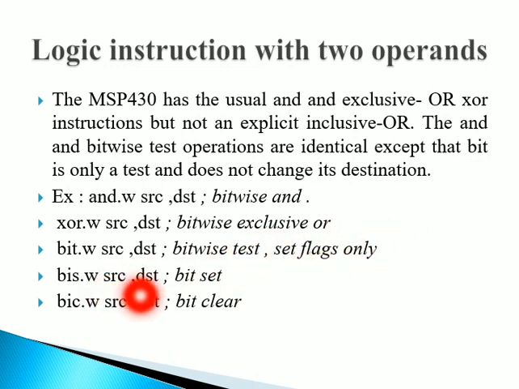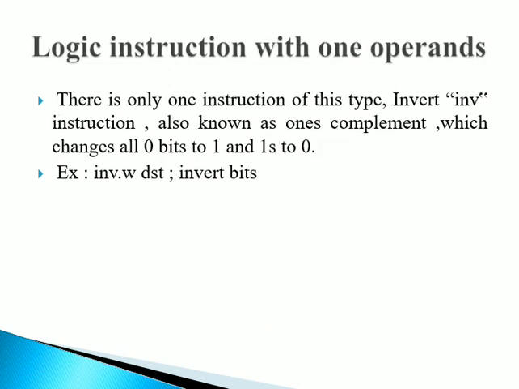bis.w source, destination means you set a particular bit. Then bic.w source, destination means you clear a particular bit. If you want to set a particular bit, you have to use bis.w. If you want to clear a particular bit, you have to use bic.w. And if there are more bits, you use bit.w, where the bitwise test is done in order to set your flags.